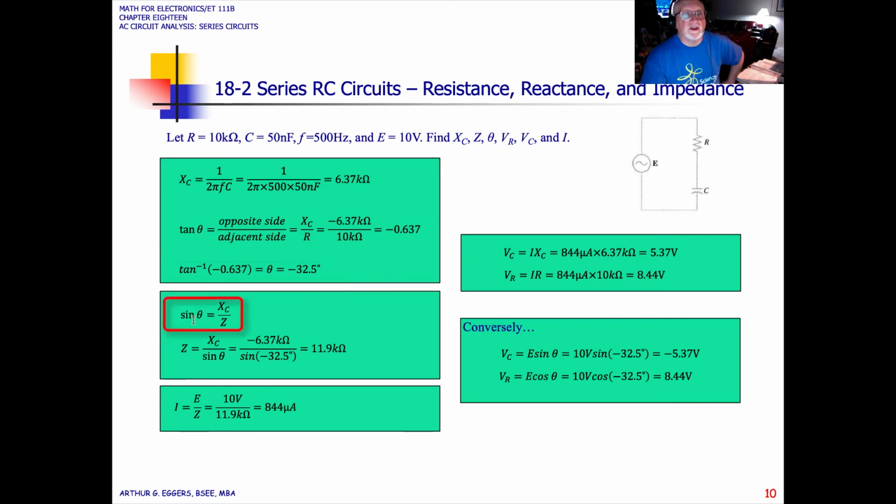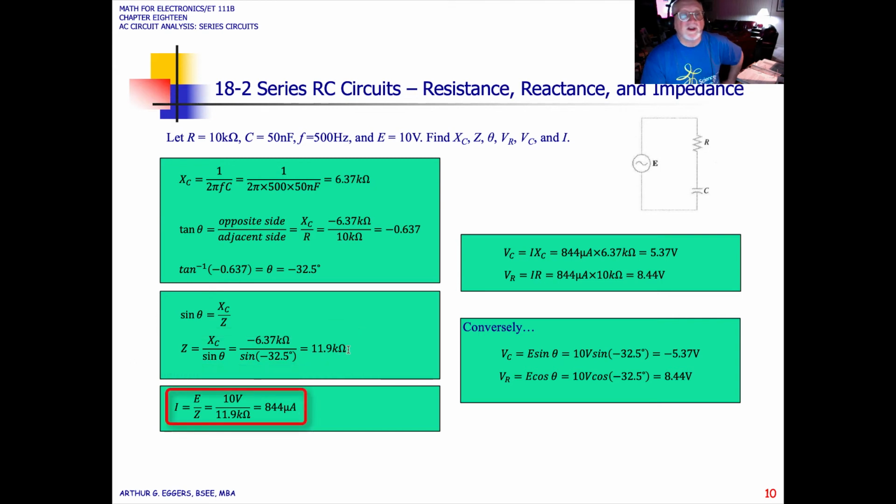Now we switch to the sine function so that we can use X sub C and Z relationships to solve for Z. So we're going to take this expression, rearrange the terms. Z now is equal to X sub C over sine theta. Plug in our values for X sub C and our angle theta, 32.5. We get a total impedance for the circuit as 11.9 k ohms.